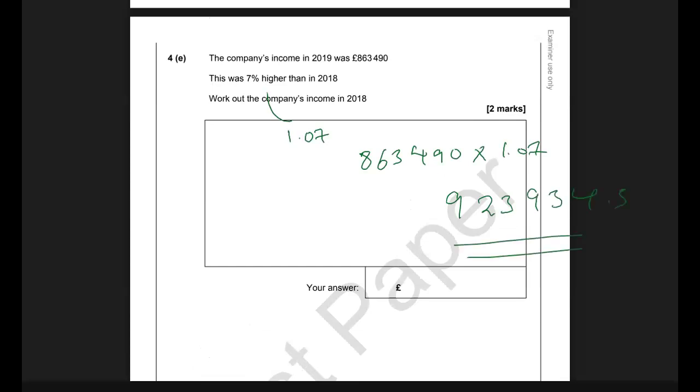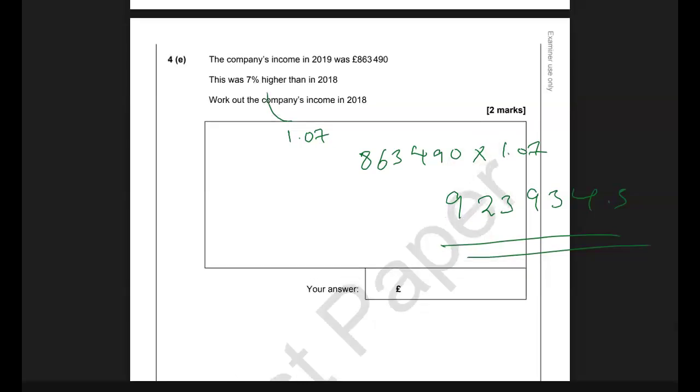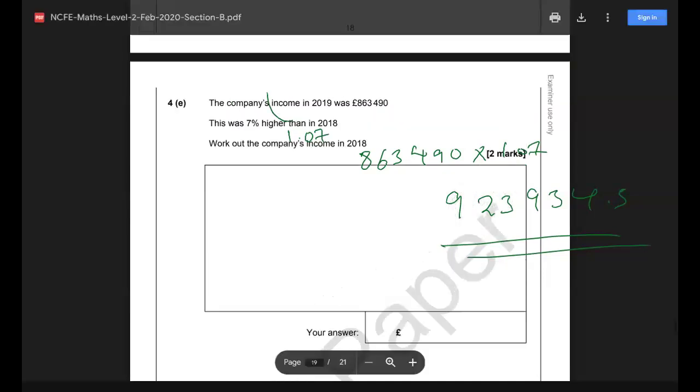923,934.3. That's the answer. What did you get? I changed it to 1.7, not 1.07. As I say, 7 divided by 100 is 0.07. Plus 1 is 1.07. I did 0.7 plus 1 and it gave me 1.7. But 7 divided by 100 is 0.07, not 0.7. Okay. Thank you. Right, yeah.